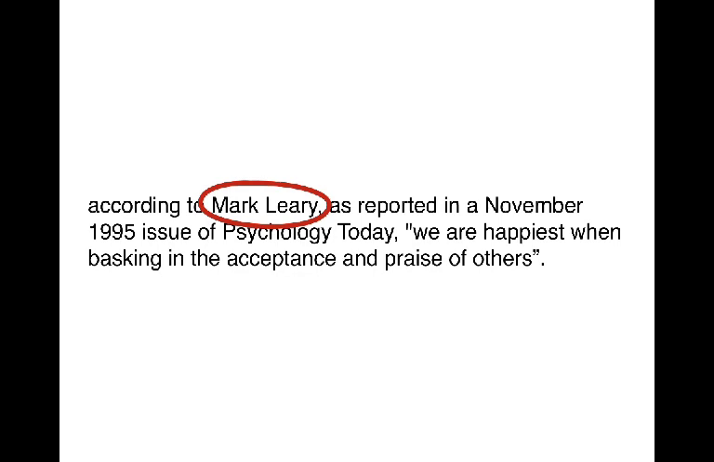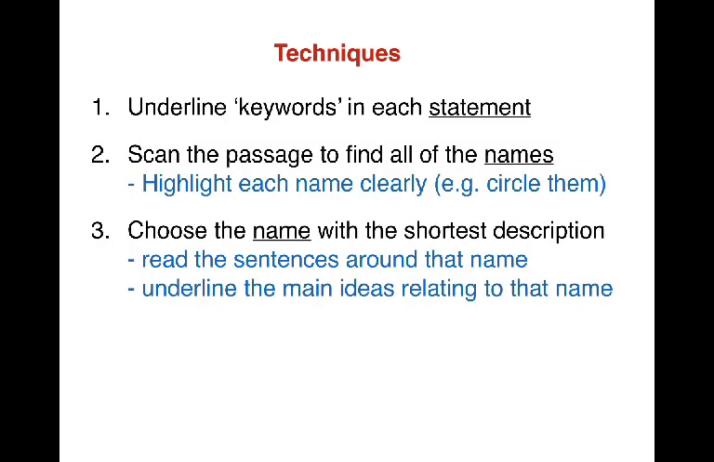What does it mean then? Well, let's look at the main words in here and just underline a few things. He was reported in the issue of Psychology Today. That's not very important. What's he saying about happiness? We're happiest when basking in the acceptance and praise of others. When others are praising us or accepting us, that's when we're happy. Now, what do we do with that? We do technique 4.